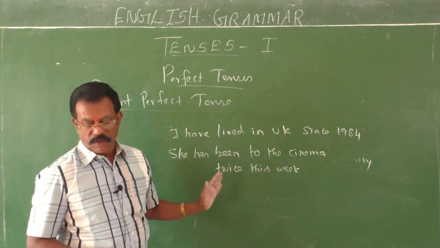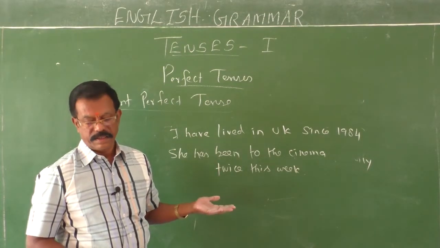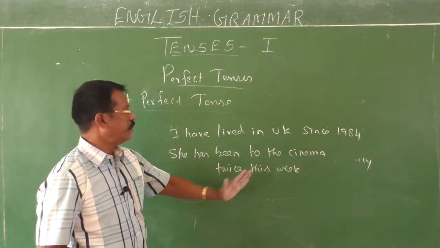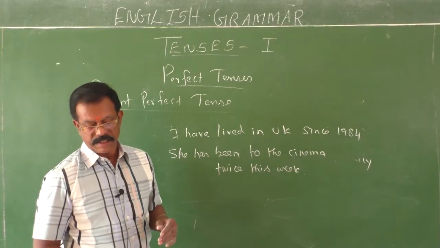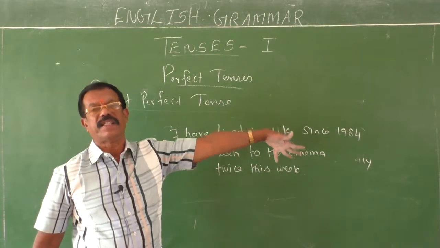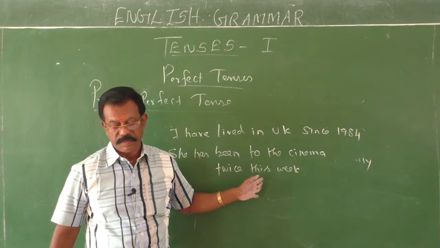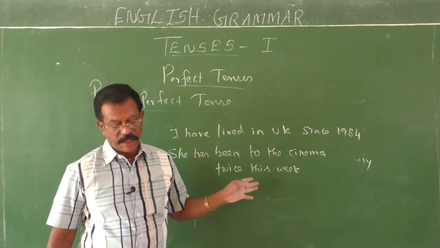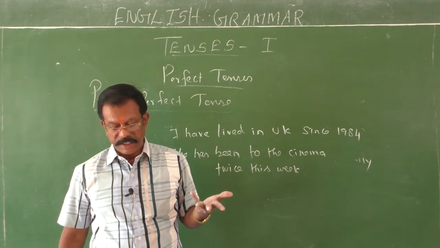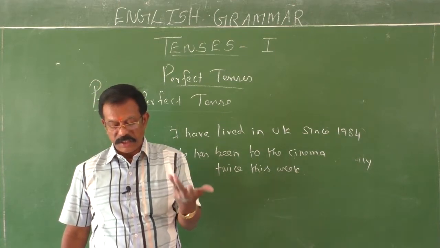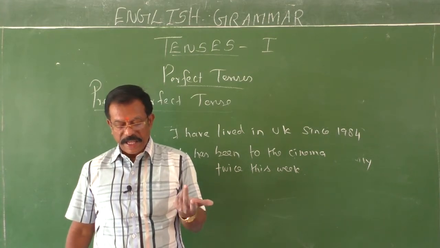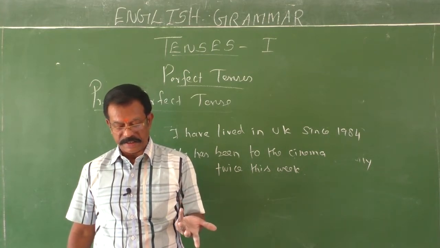So an action performed during a period that has not yet finished. She has been to the cinema twice this week means she has been to the cinema and this week is not yet over. So there only you have to use this present perfect tense. Action started in the past and continuing in the present. She has worked in the bank for 5 years. We have had the same car for 10 years.